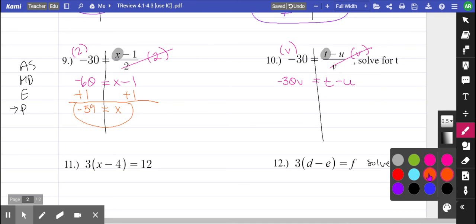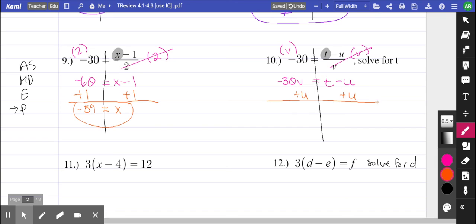Now we have to add that u, just like how we added the 1 on number 9. This leaves us with t by itself. Now negative 30v plus u. Write it how you say it. Negative 30v plus u. And this is our final answer.